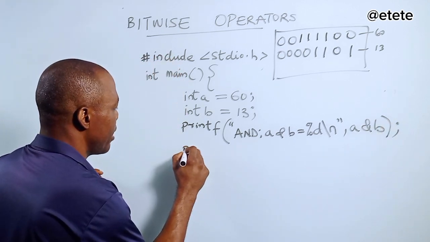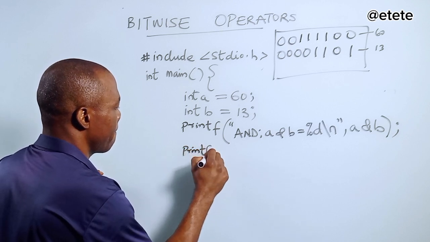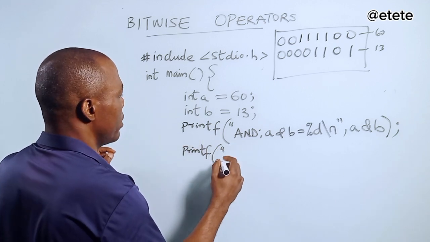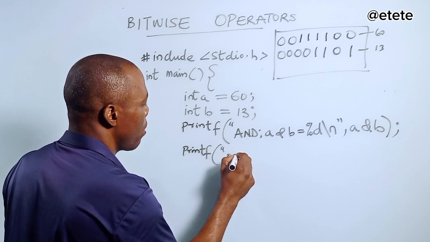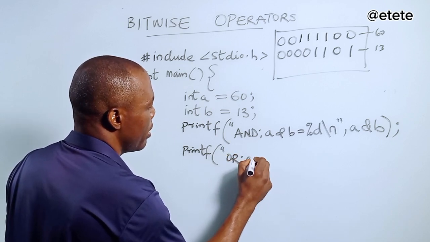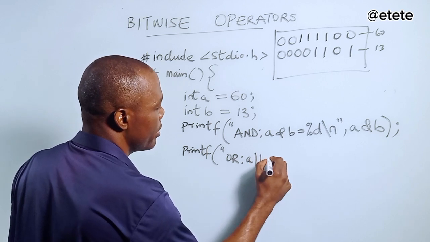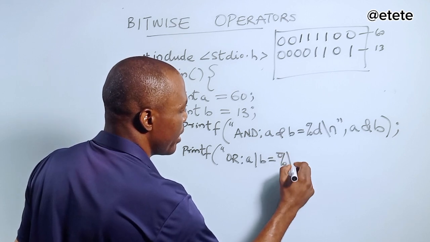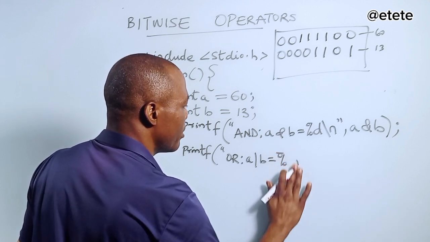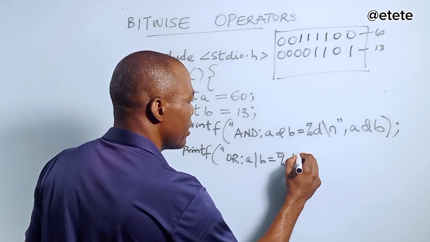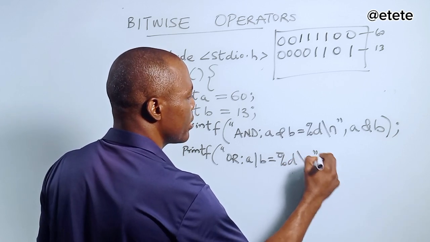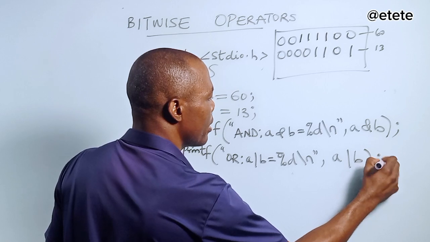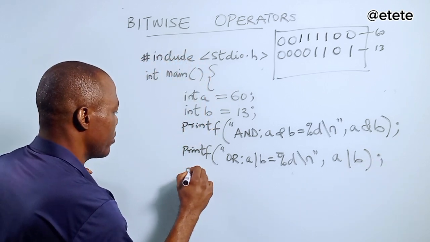Then I'll say printf. I'll put this quote again. Then I'll say OR, A or B. Then I'll put my format specifier %d. Then I'll put this, and then I'll say A or B. Then I'll close. Then here I'll say printf.